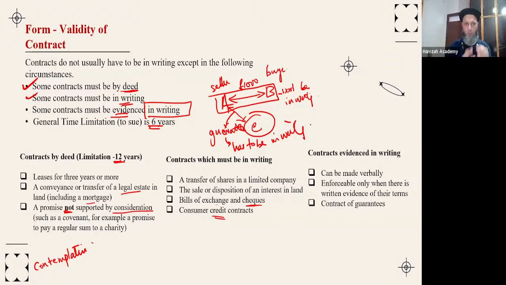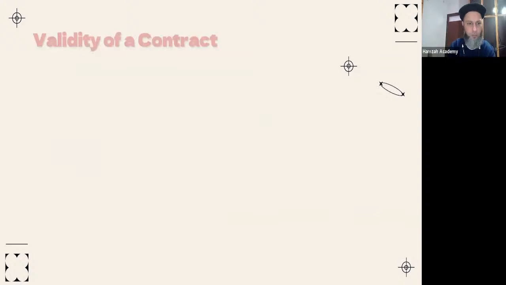So this was about the different areas. Now, just a minute.